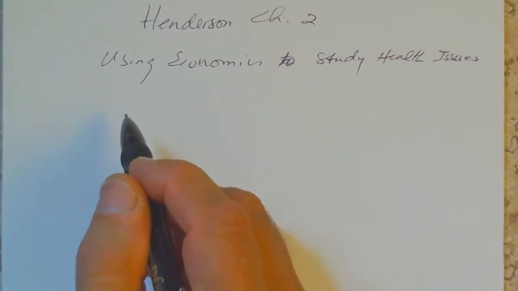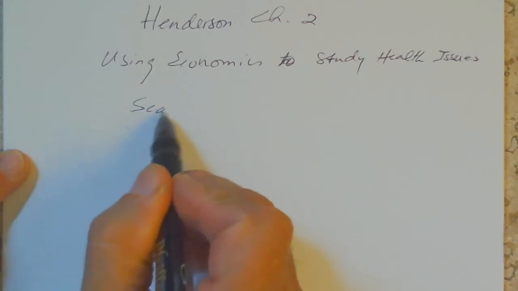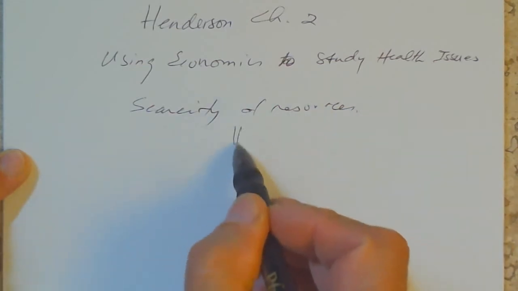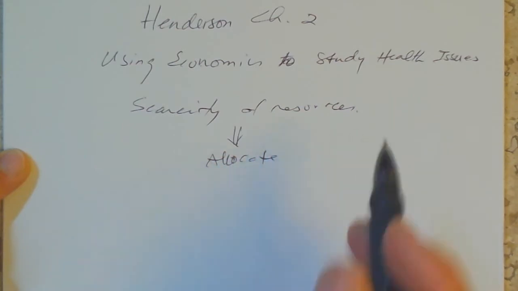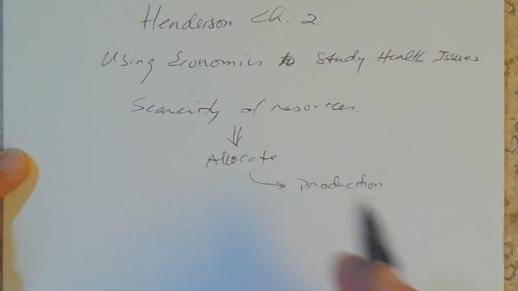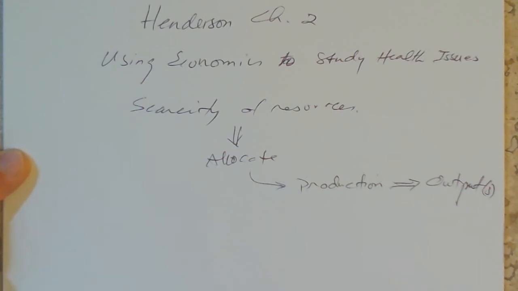So let's start with basically asking the question of why do we bother with economics? Well, economics is about scarcity of resources, and therefore, because of that, we are forced to allocate. And allocation both to production, meaning take the resources and mix them and put them into some kind of environment in which it produces the output. You know, we hire doctors and nurses and hospitals and pharmaceutical products, etc., and mix them together, and we produce medical care. And then once we produce the medical care, then we have to allocate again for consumption.